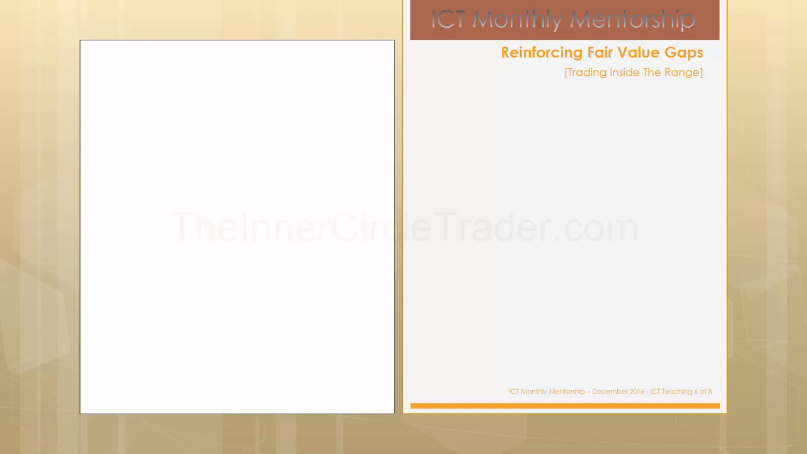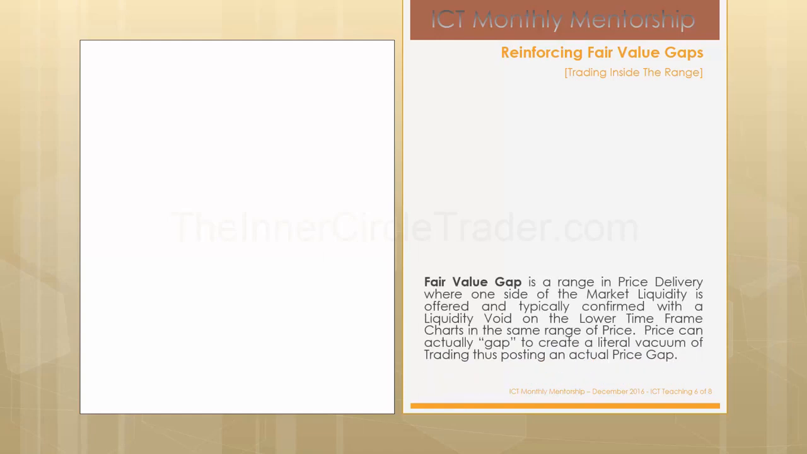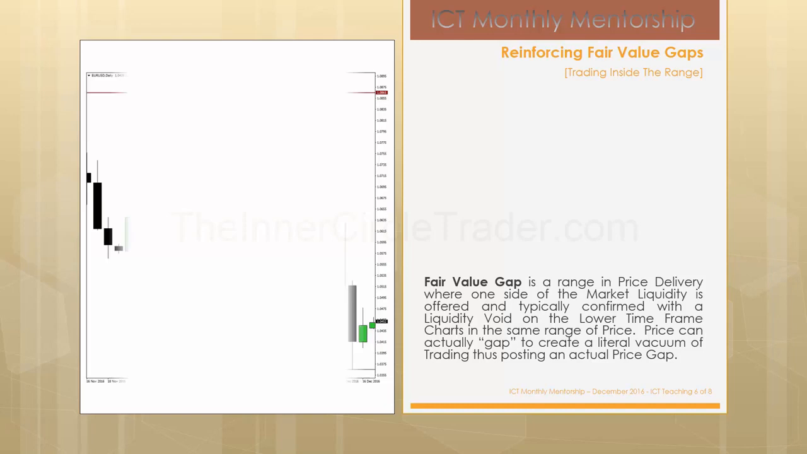We're going to be dealing specifically with the reinforcing of fair value gaps, and it's a concept of trading inside the range. Okay, what is a fair value gap? It is a range in price delivery where one side of the market liquidity is offered and typically confirmed with a liquidity void on the lower time frame charts in the same range of price. Price can actually gap to create a literal vacuum of trading, thus posting an actual price gap.